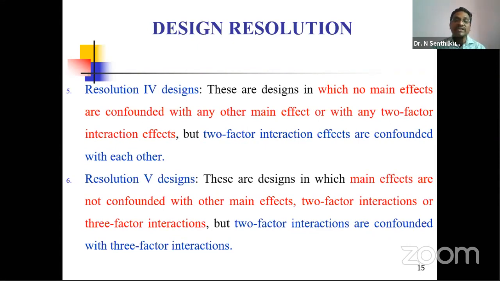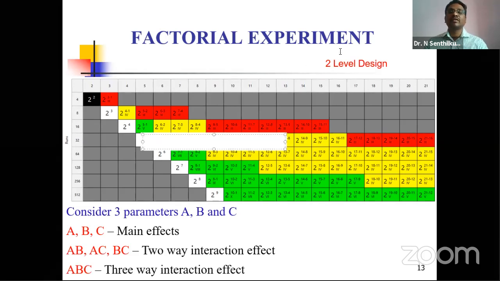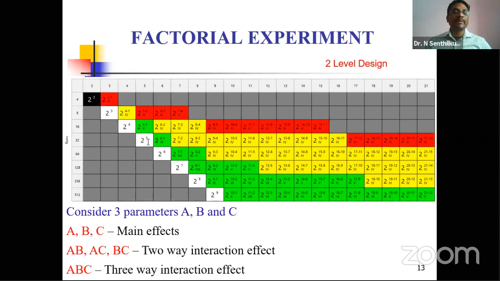So now I will go back to this table once again. Now you can see. For 5 factors, so I'm going to choose 5 factors. The full factorial for 5 factors is 32 runs. So 2 power 5, that is 2 into 2 into 2 into 2 into 2. Here you can see for 5 factors we have 8 runs. That is design resolution 3.